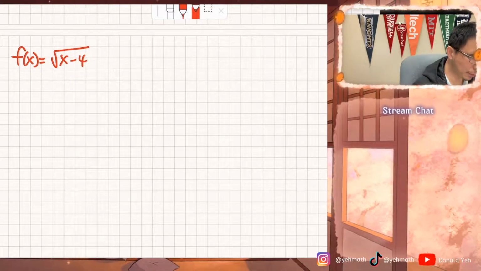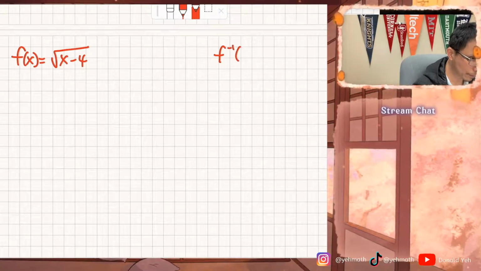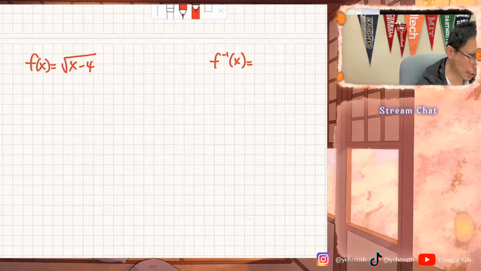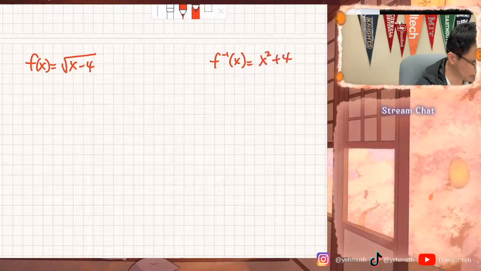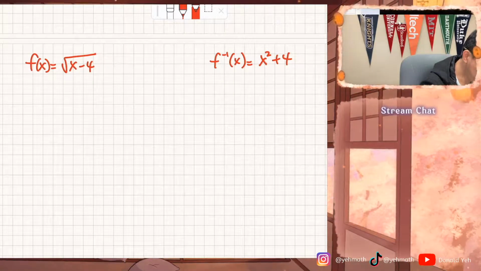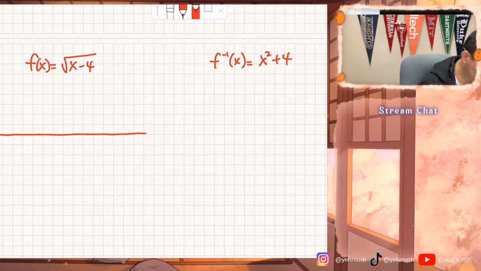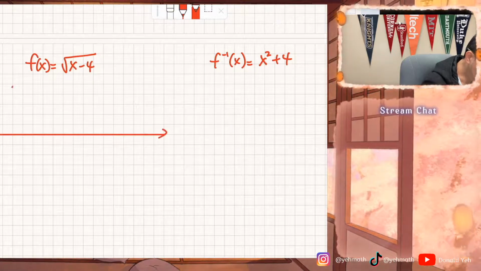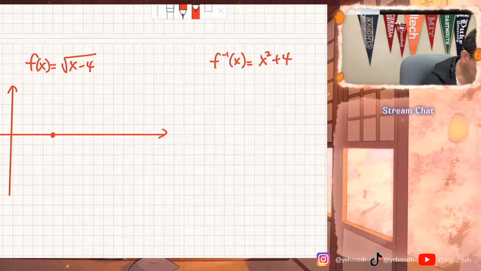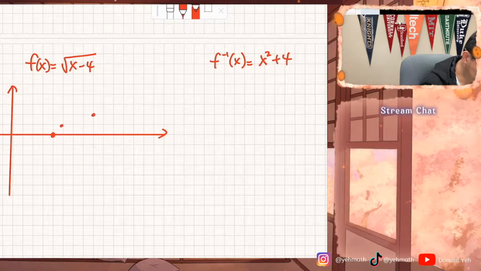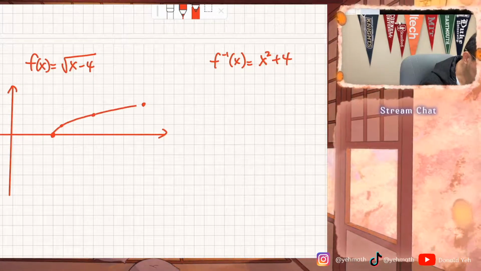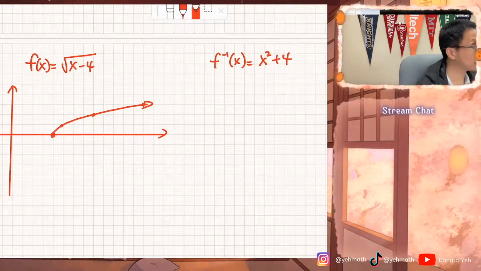What's the inverse function? It's just x squared plus 4. X squared plus 4, thank you. Do you guys remember the graph of this? The graph of this should move 4 units to the right and looks kind of like an eyebrow. Are we okay?